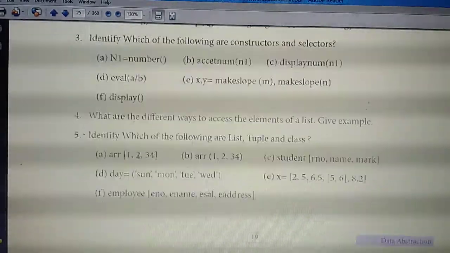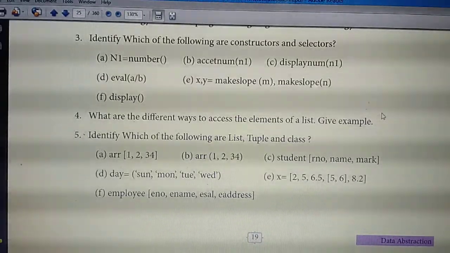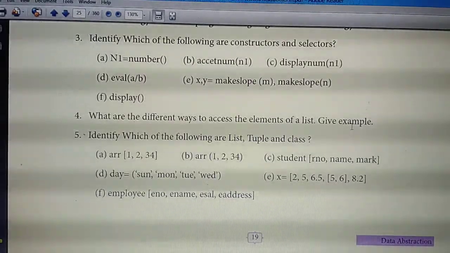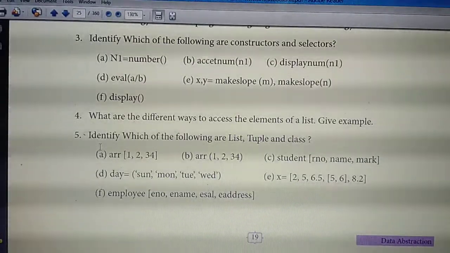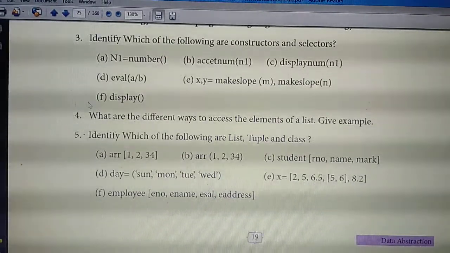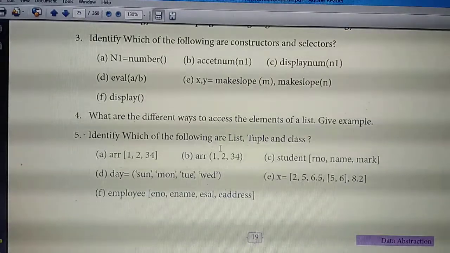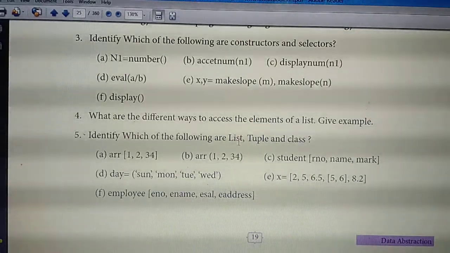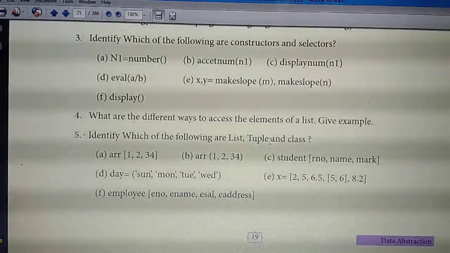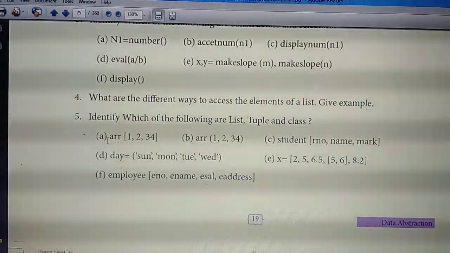Then, fourth question, write page number 15. Have you all written? Then fifth question answer, the same like this third question, you should write the answer here. Here they asked you to find among the following which options come under list, which come under tuple, and which come under class. So you should identify and write, okay?